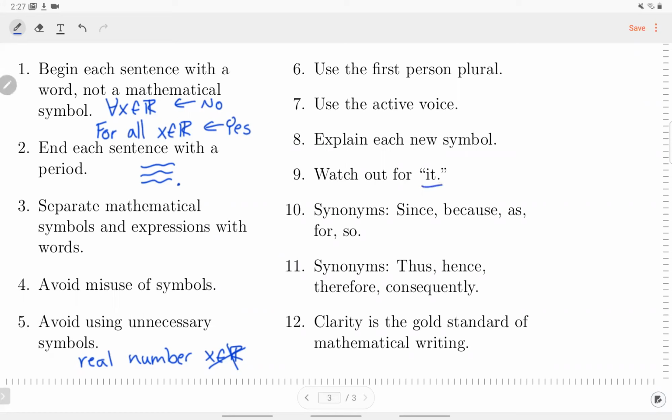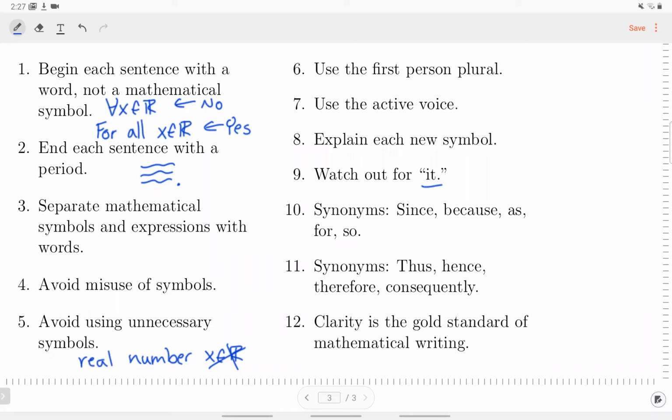That is just because of the ambiguity. So let's say you have a sentence about a number A and a number B, and then your next sentence starts, da da da. Wait, are you talking about A? Are you talking about B? Are you talking about something else? So be very clear as to what you're discussing.